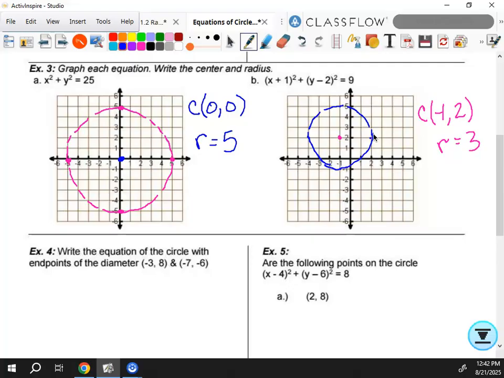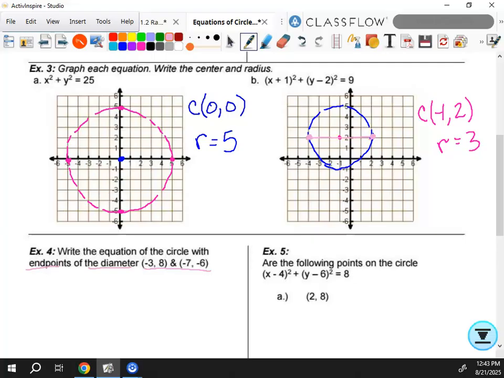All right, good deal. So yesterday, we wrote some equations given the center and a point on the circle. This one gives me the endpoints of the diameter, okay? So the radius goes from the center to any point on the circle. That's why we're able to use those things. But the diameter goes across the circle, but it has to go through the center. So like here would be an example of one place I could draw the diameter on this one, right? In order for me to be able to write an equation, I need the center and I need the radius.